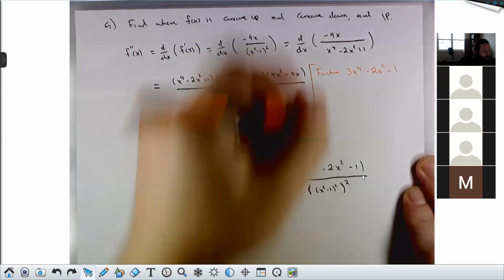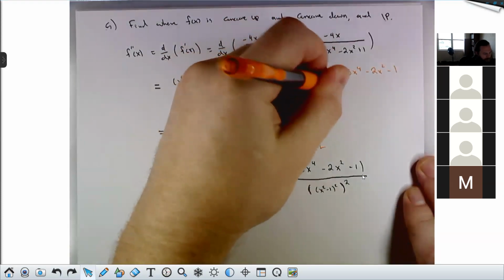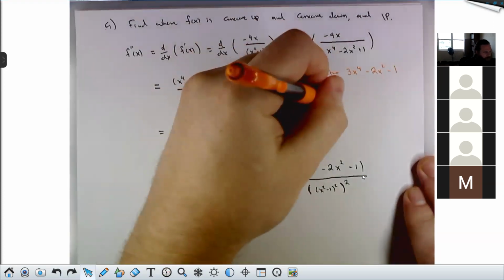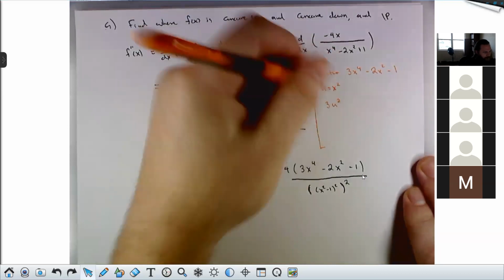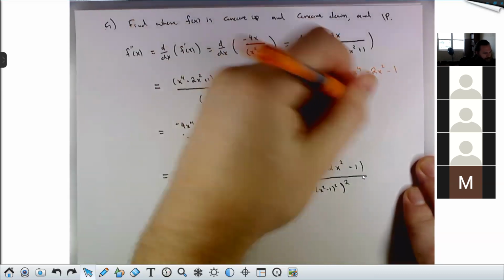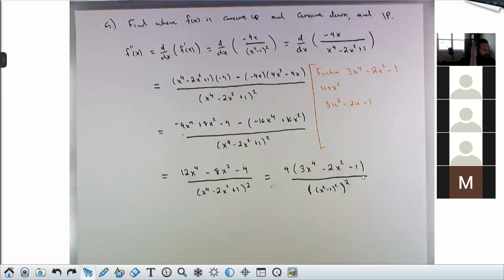Think about making a little substitution. U equals x squared. Then this would become 3u squared minus 2u minus 1. Right? X to the 4 would be u squared, and x squared would be u. Yeah, I think Trevor's got it right there.